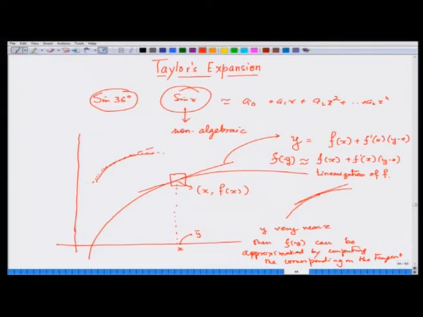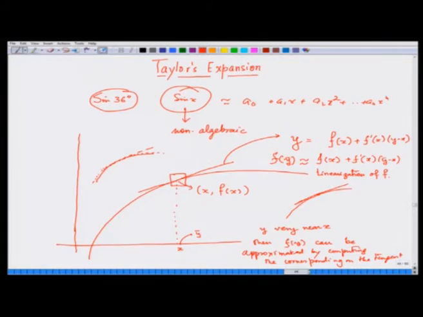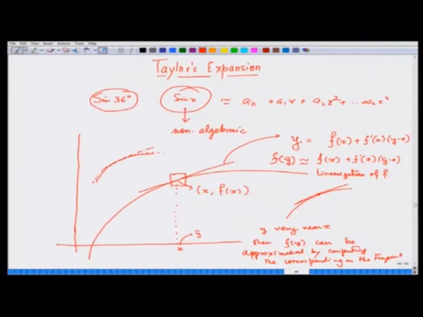So, for example, what I want to say is that now if you add f of x plus f dash x into y bar minus x, here it would be y bar, please note that, plus a quadratic term, so what I have now made is a curve instead of a line. So, it is a quadratic curve, some sort of a parabola, and it is approximating f much better, that you can see from the following diagram here.